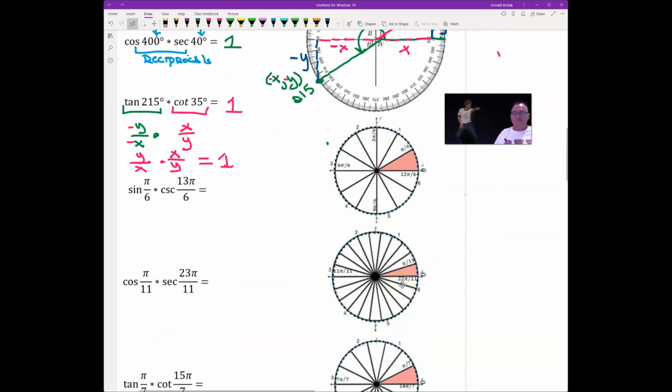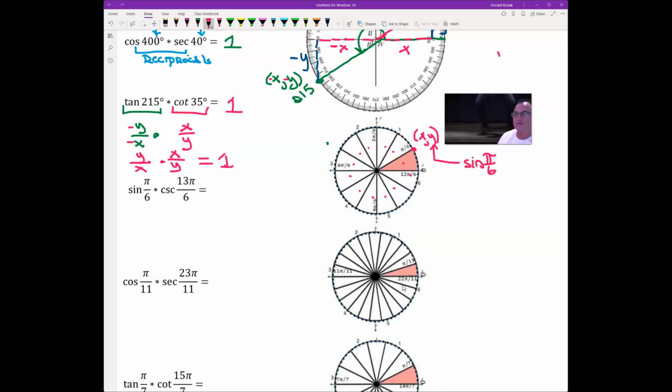All right. Let's see what we got on these next few here. Now we get into some radians. The sine of pi over 6. So this is divided into pi over 6 pieces. There's 6 pieces on the top, and there's 6 pieces on the bottom. So the sine of pi over 6 is the y-coordinate of that point. That right there is the sine of pi over 6.